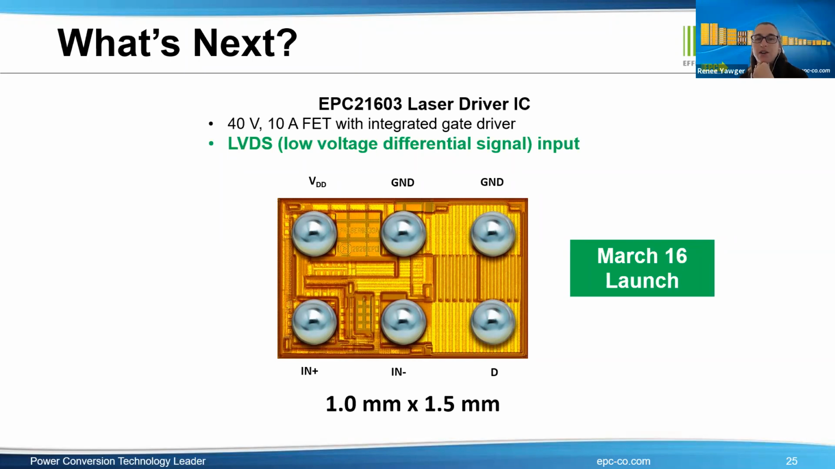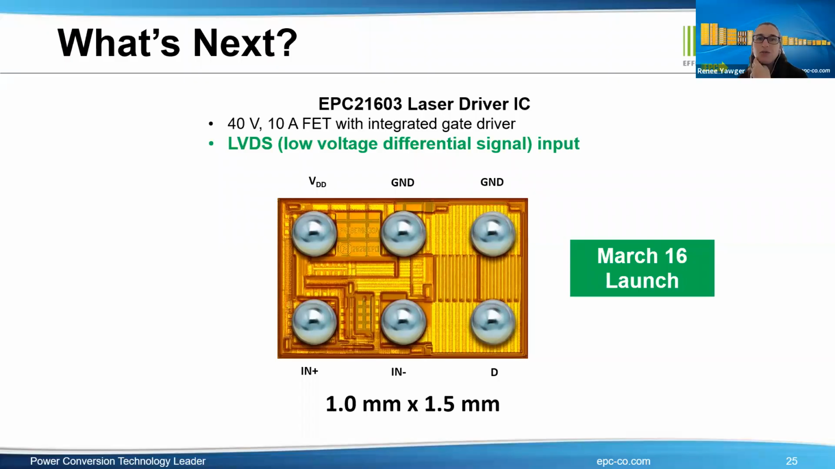Can you integrate other functions beyond the gate driver? Yes. As a matter of fact, in direct time of flight applications, we've been building fairly complex multi-channel laser drivers with all sorts of onboard logic and signal processing. Those have all been custom for lidar producers. So we have a pretty good ability to integrate lots of stuff on here.